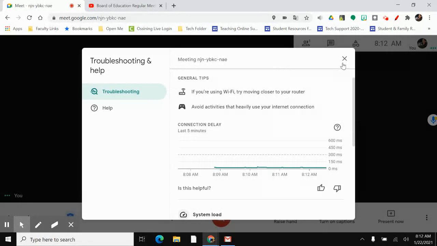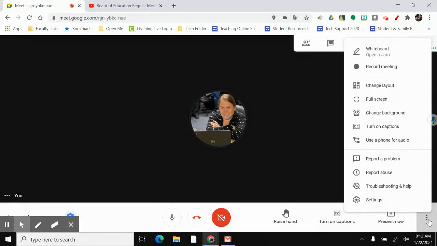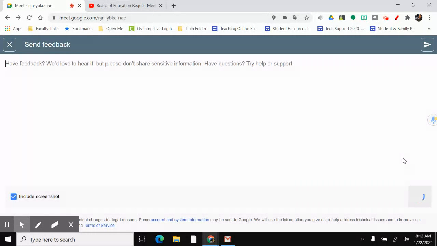So really think about taking a look in those three dots and identifying the troubleshooting and help and seeing if you can do something. If it is a problem that is not your Wi-Fi or the computer itself, please come in and report the problem. Have feedback. There are teachers this week that have been saying that every time they share a tab, it crashes. Send that feedback to Google. Let them know what's going on. Inform them that there is a problem so that it can be rectified.